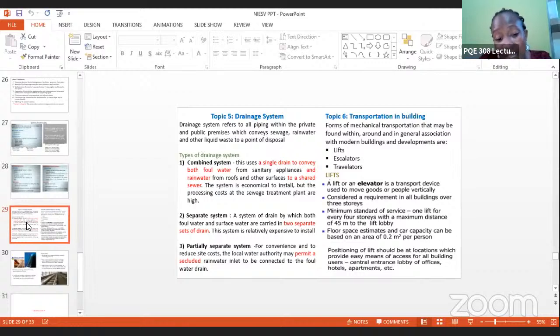So for the partially separate, as the name implies, you actually have two different drains, one for foul and one for rainwater, but you're actually diverting part of your rainwater to go and meet the foul. They are not totally independent of each other. For convenience, you're allowing part of your rainwater to meet your foul water. You understand? It is not completely separate. It's a partially separate system.